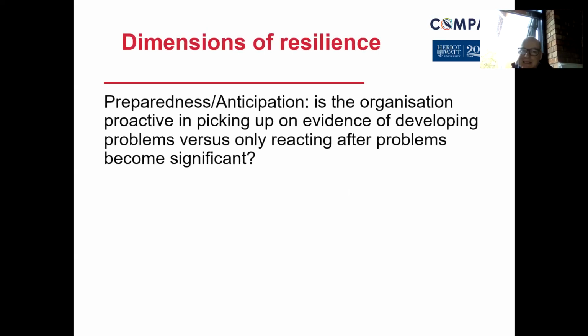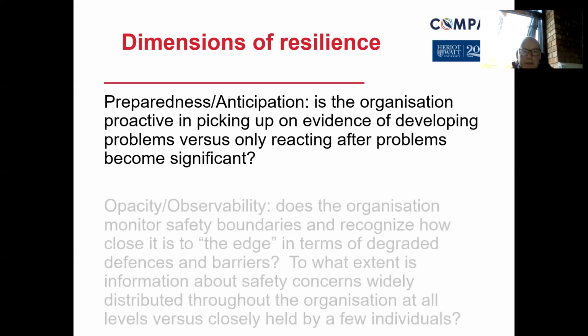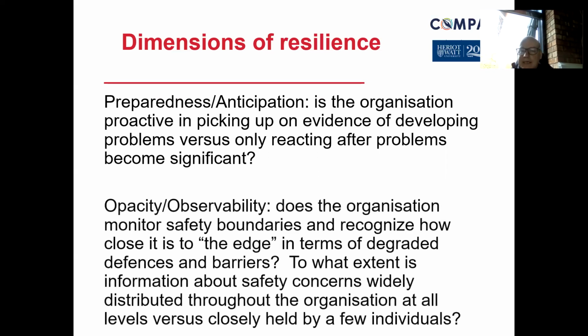So coming back to resilience again, these dimensions that we have are preparedness and anticipation. It takes account of the what ifs. Is the organization proactive in picking up on evidence of developing problems versus only reacting after problems become significant? Proactive compared to reactive. Then opacity and observability: does the organization monitor safety boundaries and recognize how close it is to the edge in terms of degrading defenses and barriers? And to what extent is information about safety concerns widely distributed throughout the organization at all levels versus closely held by a few individuals?